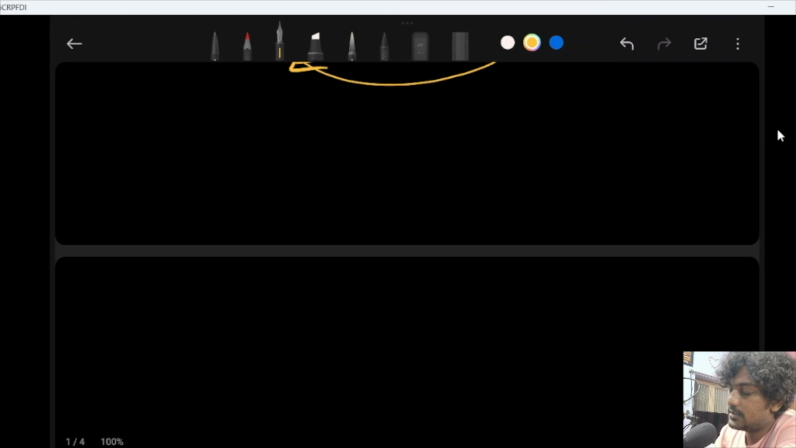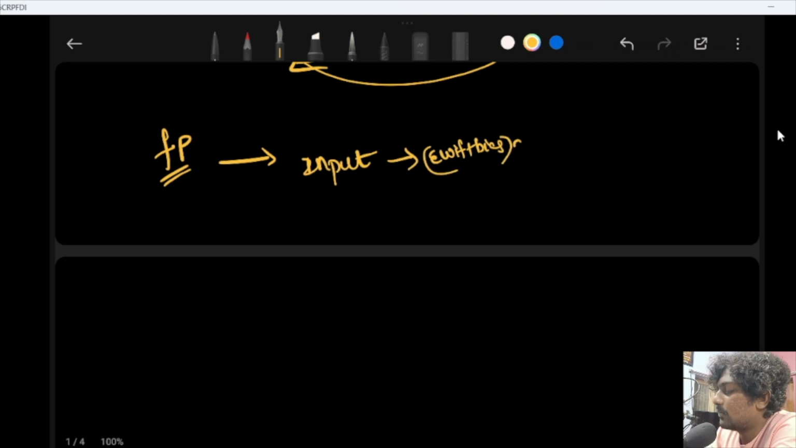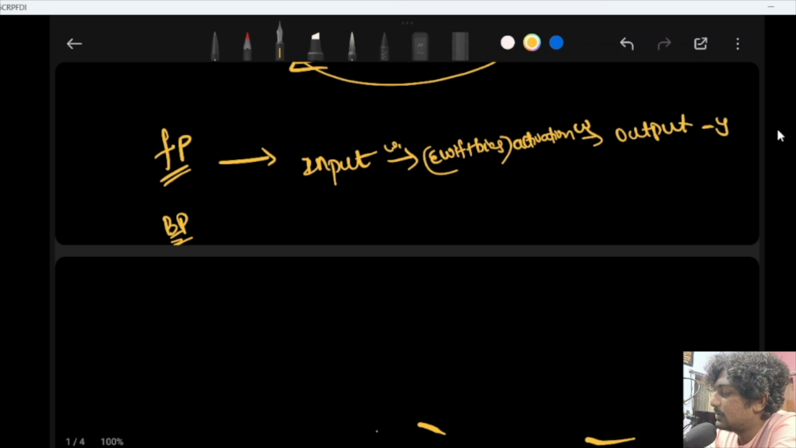Let's quickly recall the session. For forward propagation, input comes, and we have the weighted summation of the weighted inputs plus bias, and the activation function is applied on this, and then we get the output, right? In between we have weights. For backward propagation, the output means y hat, right?